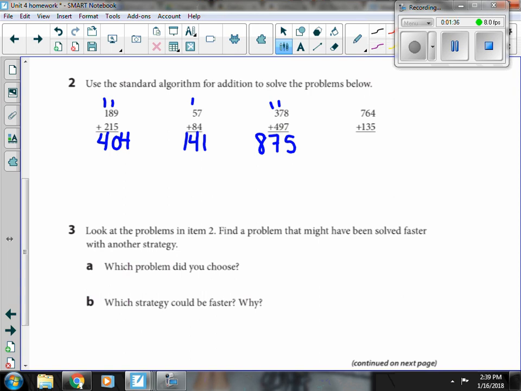And then the last one, 4 plus 5 is 9. 6 plus 3 is 9. 7 plus 1 is 8.